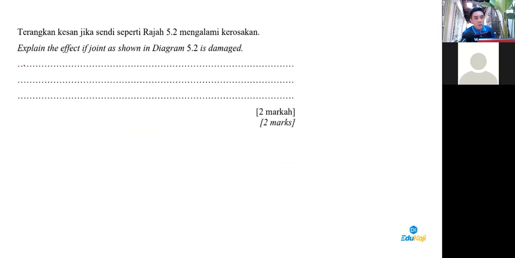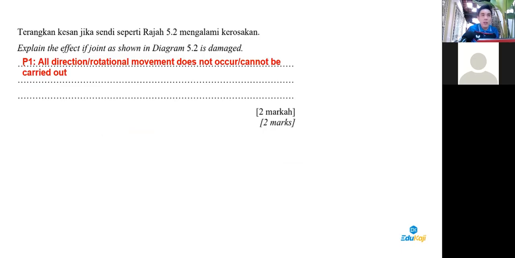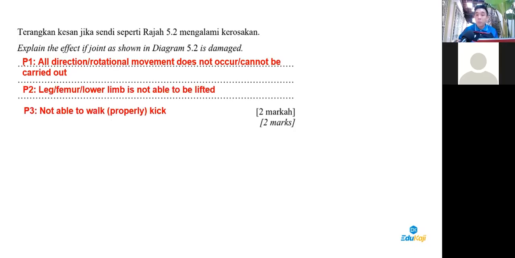Guys, what's the effect if the joint is damaged? So ball and socket, we say, can move in all directions. So we say all-direction movement cannot occur. And because of that, you have to imagine if the joint is damaged, you can't really lift your leg up. And therefore, not being able to walk properly is definitely a point.